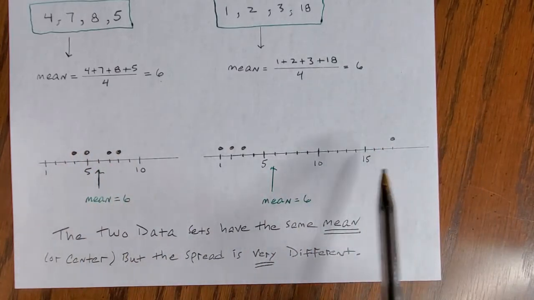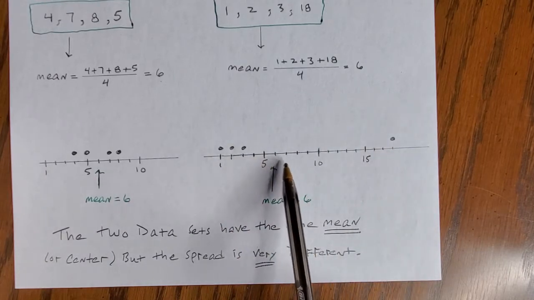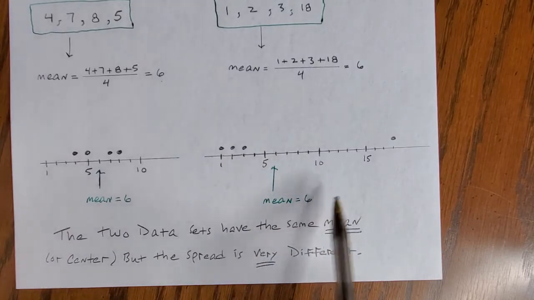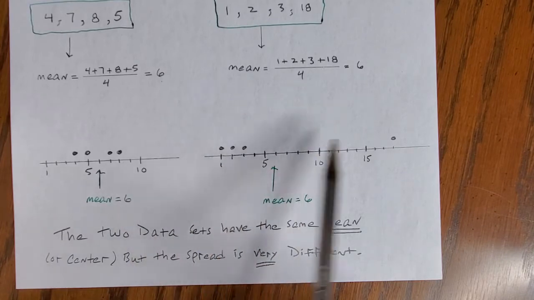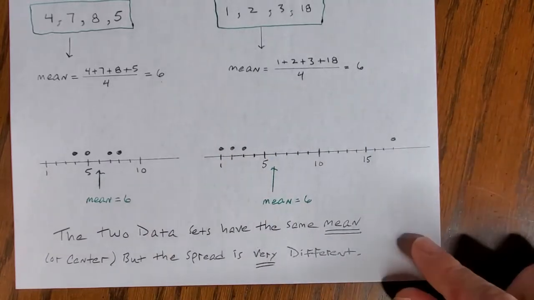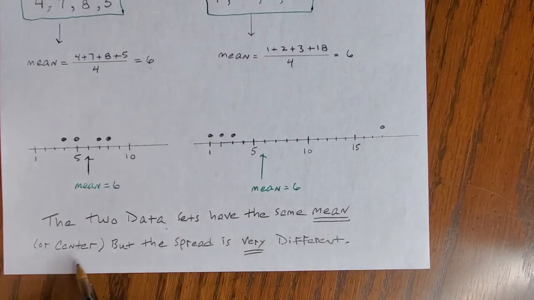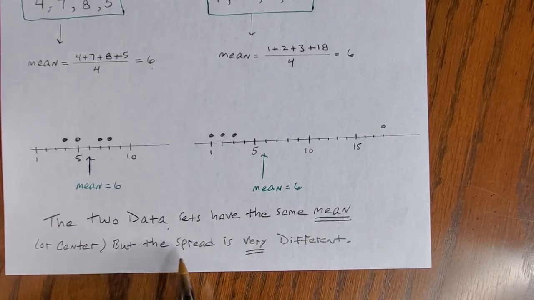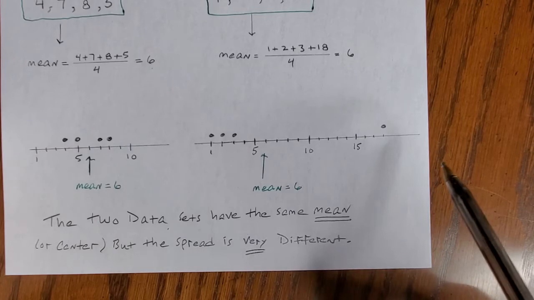And then over here is that other data set: 1, 2, 3, and then 18 way out here, still with the mean of 6, which is roughly the middle. They have the same mean, the same average, but these data are way more spread out than those. So the data sets have something in common, the mean, or the center if you want to think of it that way, but the spread is very different, and that's what we're after in this video. How do you measure the spread? How are you going to tell somebody that these numbers are way more spread out?